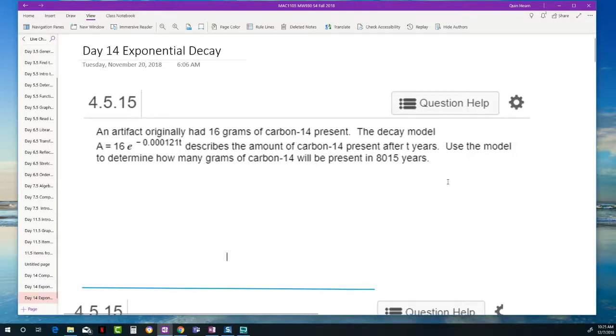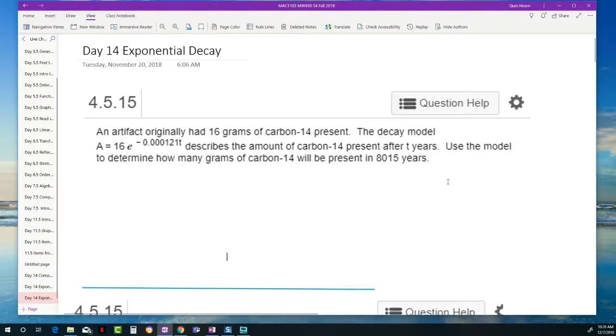So an artifact originally had 16 grams of carbon-14 present. The decay model is A equals 16e to the negative 0.000121 t. This describes the amount of carbon-14 present after t years. Use the model to determine how many grams of carbon-14 will be present in 8,015 years.